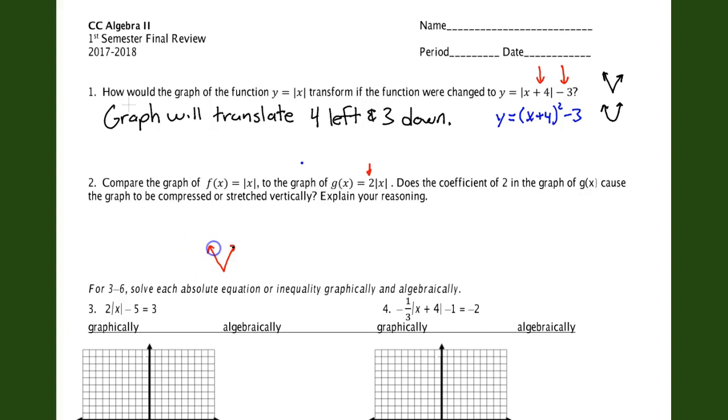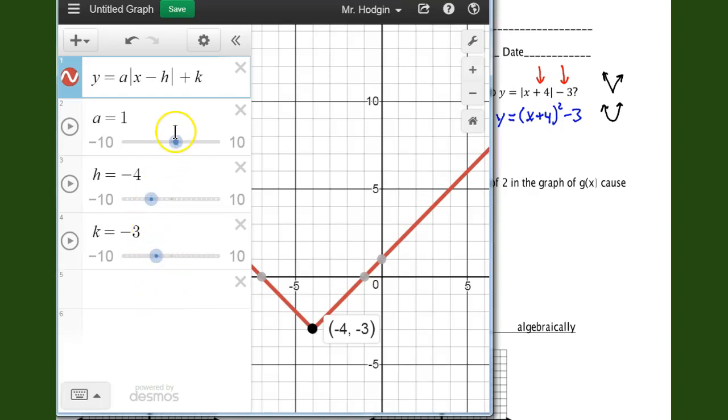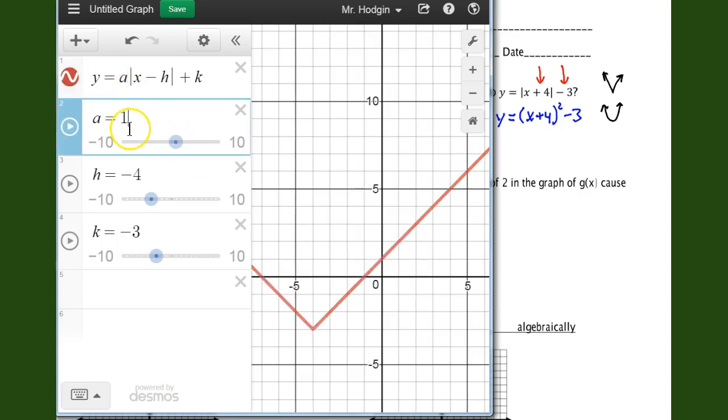absolute value, let's say that's our general absolute value, compressed would make it look like this. Okay, looks a little wider. Stretched would make it look like this, so it'll be taller vertically. Okay, so what will that 2 do to this graph? Will it make it wider or compressed or taller, skinnier? All right, if you need to, let's look at the graph again. And let's change the value in front and make it a 2. So from a, let's make that equal to 2.